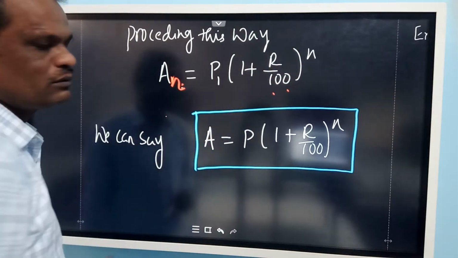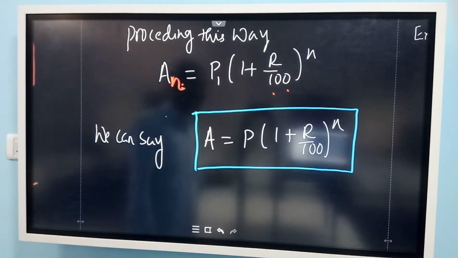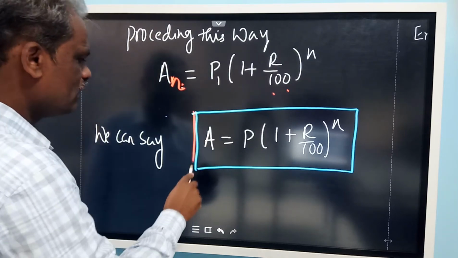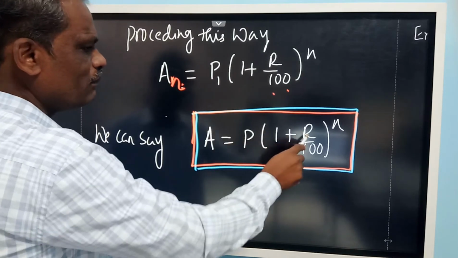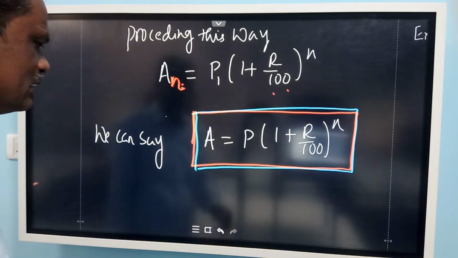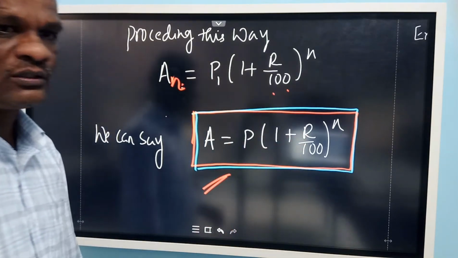So let us remove P1. Just say P is the principal. So the amount A is equal to P into (1 plus R by 100) all to the power n. This is the formula to find the amount.